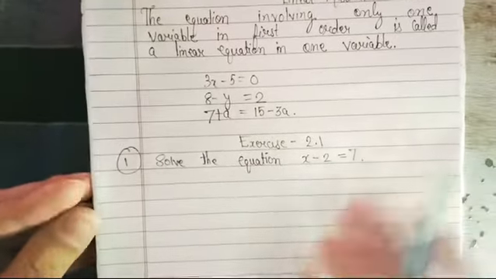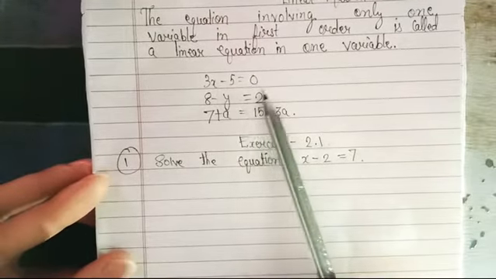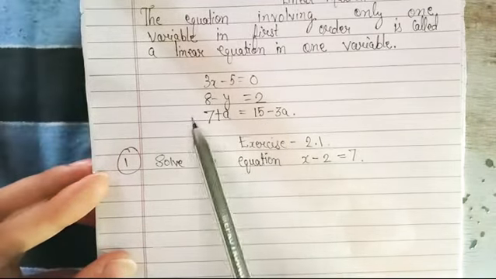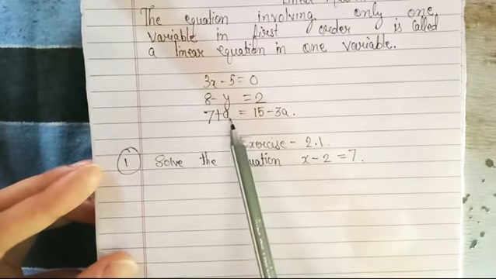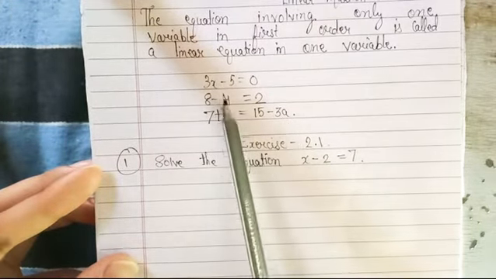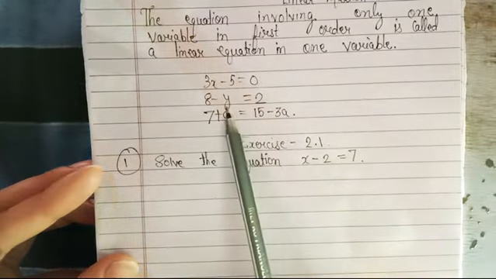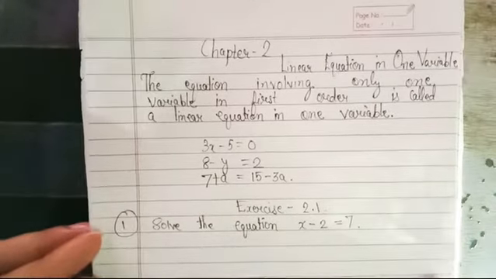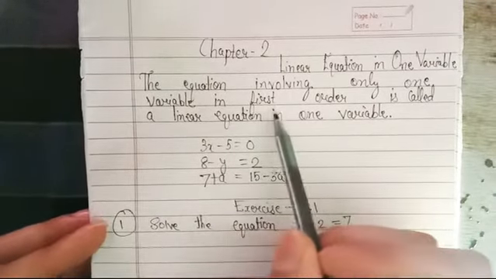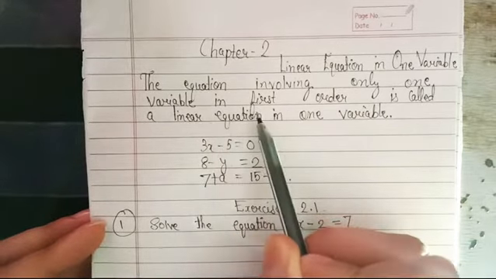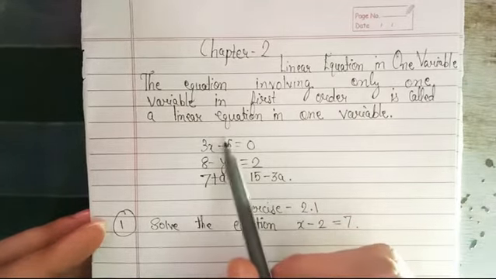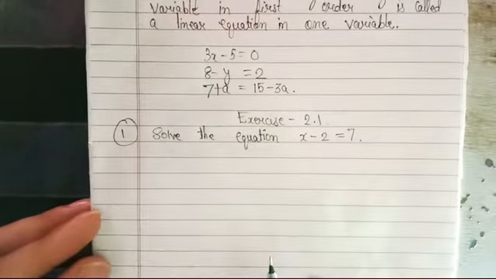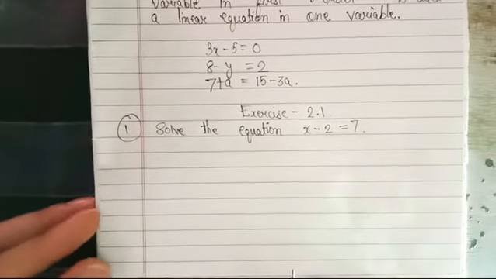For example, we have some equations: 3x minus 5 equal to 0, 8 minus y equal to 2, 7 plus a equal to 15 minus 3a. See, in the third equation there is only one variable a, in the second equation only one variable y, and in the first equation only one variable x. So the definition is: the equation involving only one variable in first order is called a linear equation in one variable. Now we will solve some questions, then this concept will be easily clear to you.